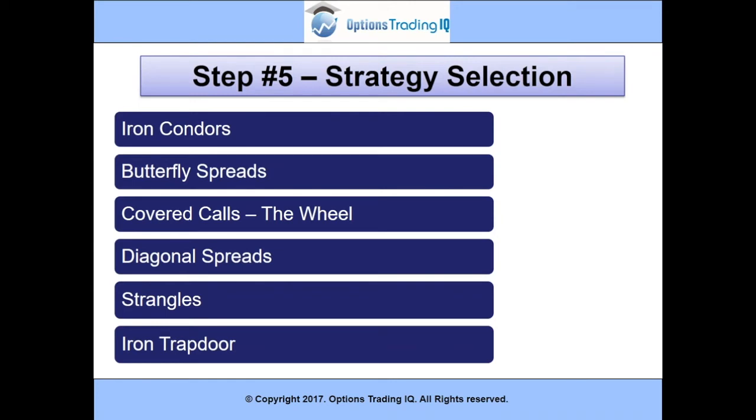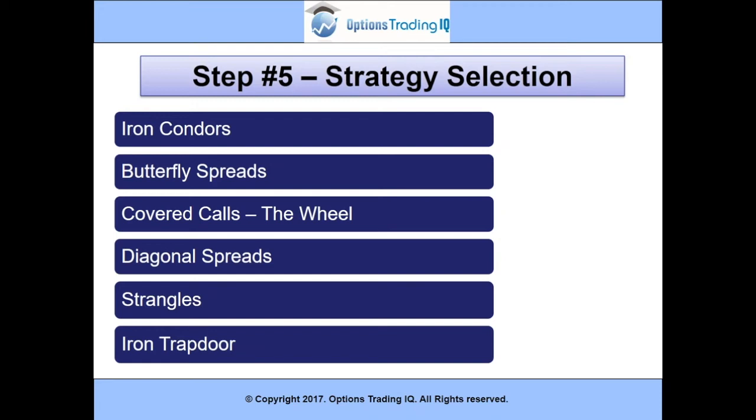Strangles are the next one. So long strangles and short strangles. Typically I want to be doing long strangles when volatility is really low because you've got that positive vega, you're buying volatility, and short strangles when volatility is high. Now short strangles are a kind of undefined risk strategy, so I really don't recommend it if you're just starting out because the losses can be big if the stock does make a big move.